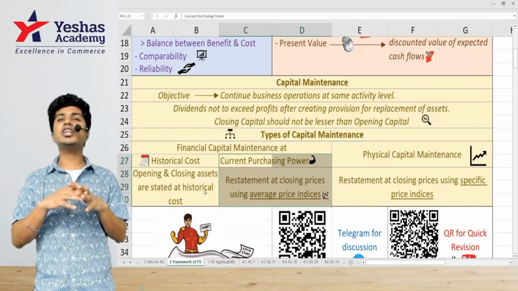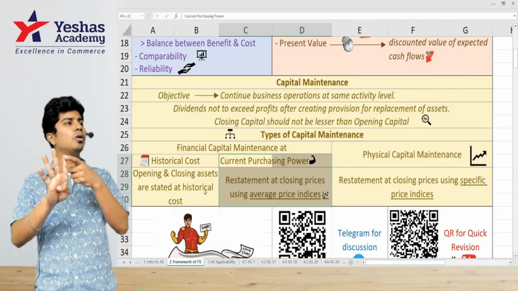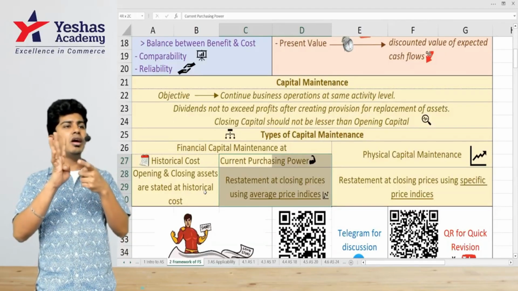Average FMCG, fast moving consumer goods: toothpaste, toothbrush, shampoo, soap, everything that you use on a day to day basis.